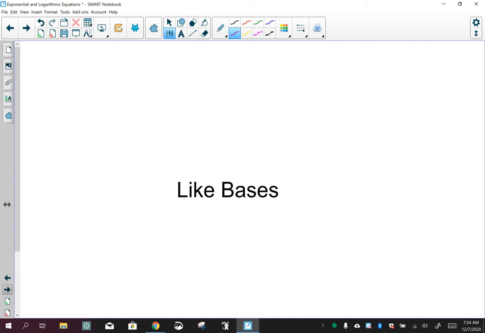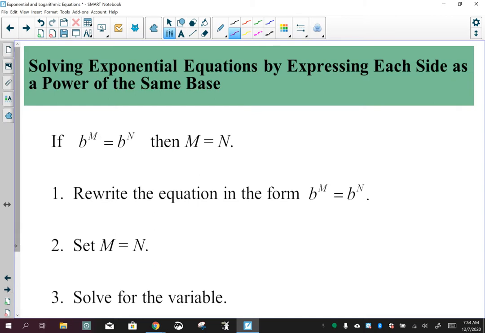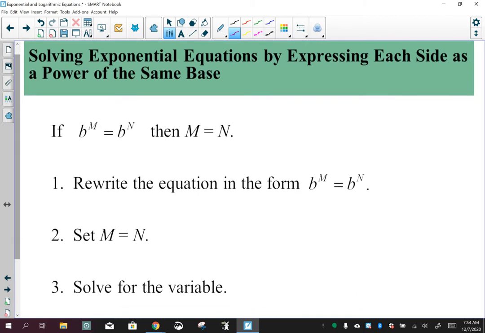So we're going to start with exponential equations, and we're going to look at like bases. You're going to be given equations that have the same base or have the opportunity to be written into the same bases. When you get two bases that are the same, you drop the bases and just set the exponents equal to each other. And then you solve the equation.